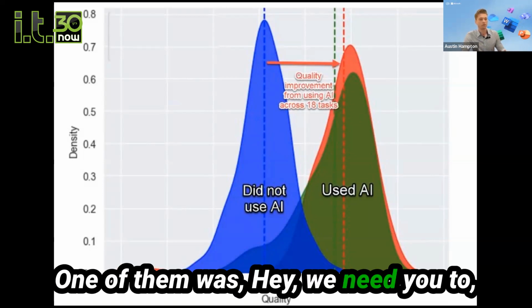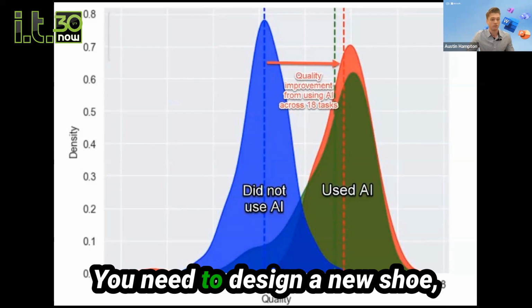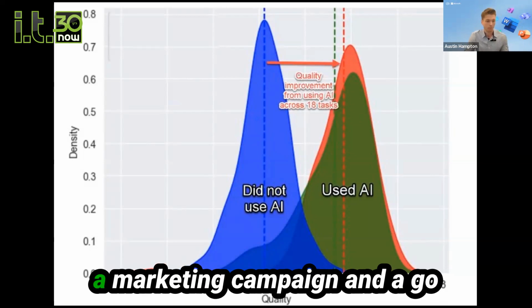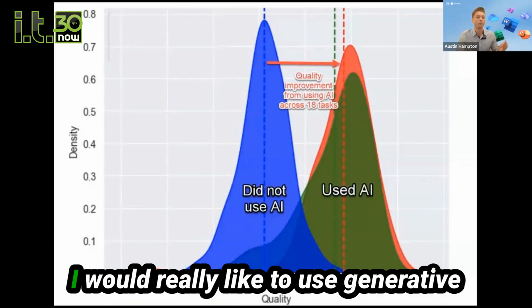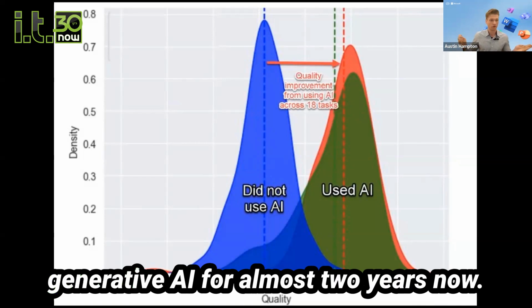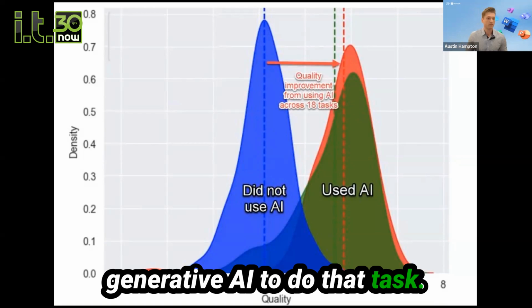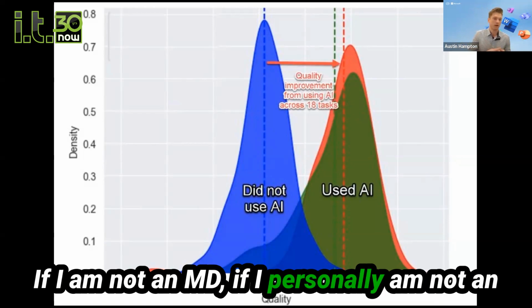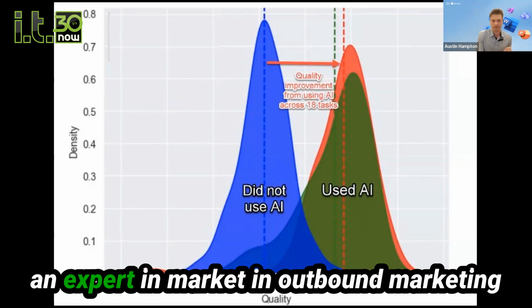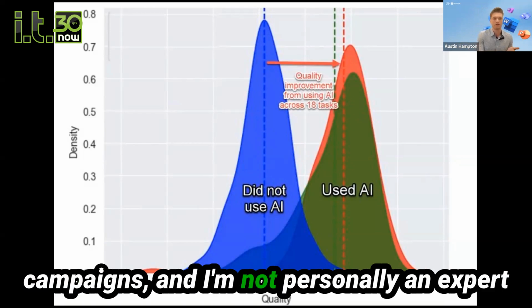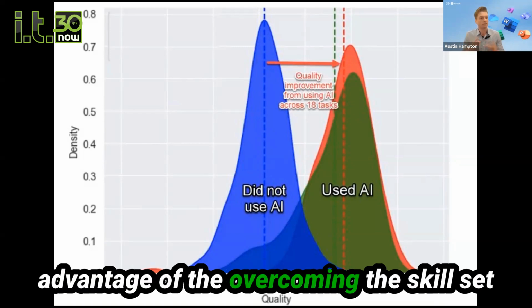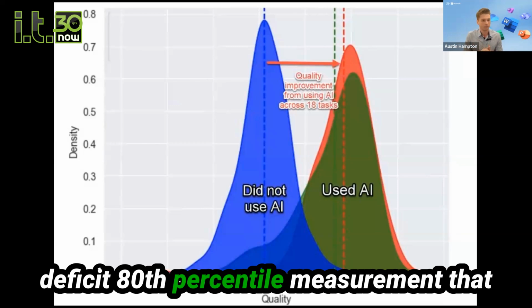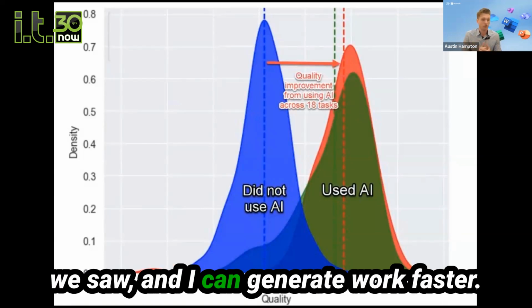One of them was, hey, you're working with a shoe company. You need to design a new shoe, a marketing campaign, and a go-to-market and a sales strategy. Go. As someone who's been using generative AI for almost 2 years now, I would want to use generative AI to do that task if I personally am not an expert in shoe design, outbound marketing campaigns, or go-to-market strategies. I can take advantage of overcoming the skill set deficit, the 80th percentile measurement that we saw, and I can generate work faster.